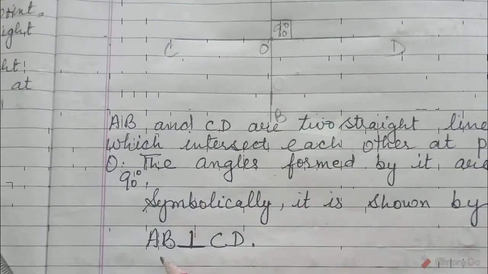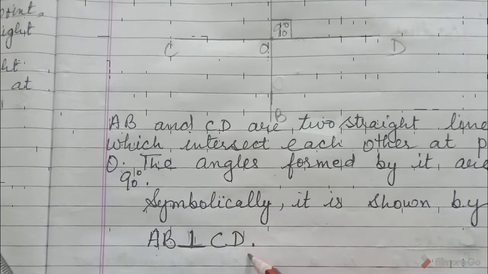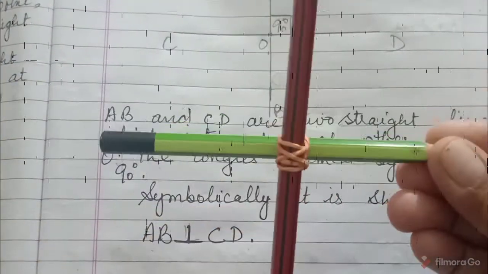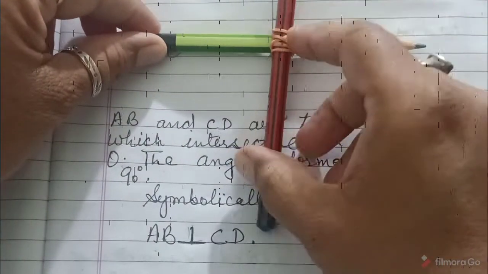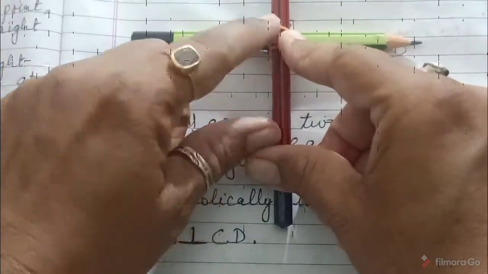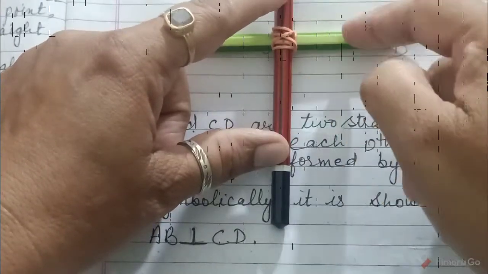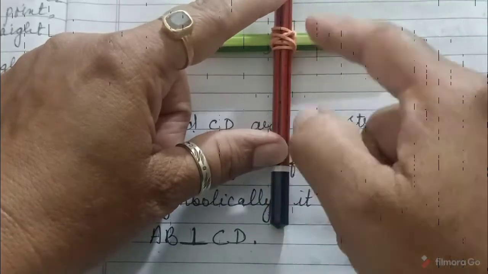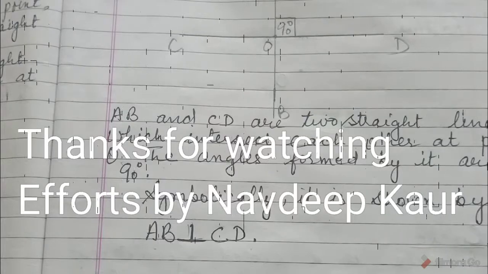Symbolically, it is shown as AB, with this symbol of perpendicular, to CD. Is it okay? And how to take this example? Here, two pencils, like this, make an angle of 90 degrees. This is the intersection at the 90 degree point. This is line CD, line AB, and the angle between these two lines shows they are perpendicular to each other. Here is the 90 degree angle. Thank you for watching the video.